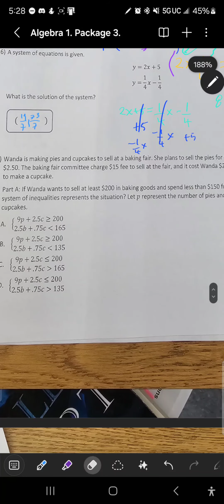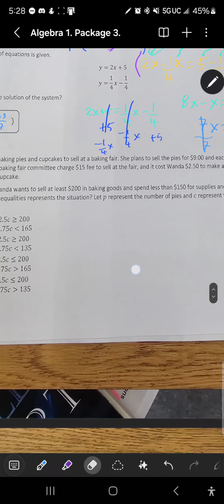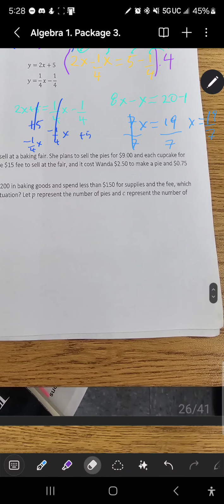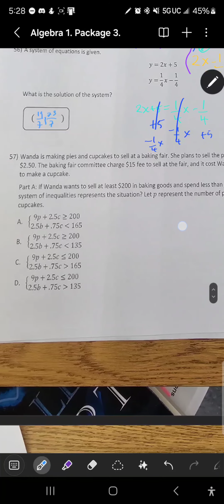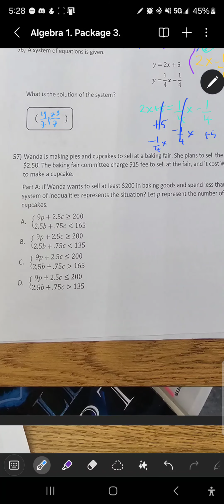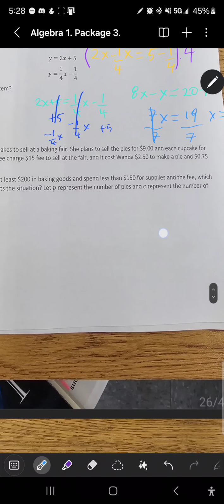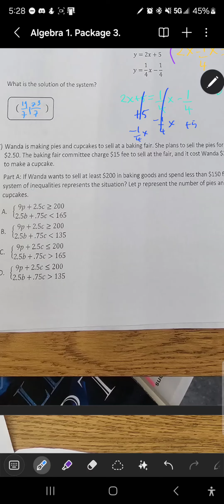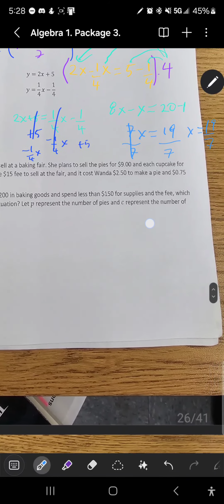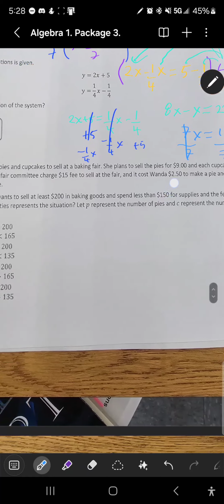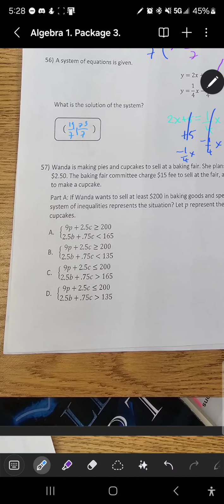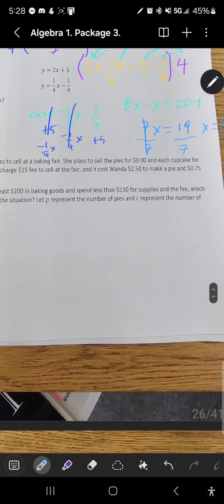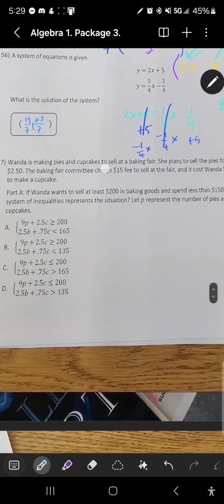Now 57. Wanda is making pies and cupcakes to sell at a baking fair. She plans to sell the pies for $9 and each cupcake for $2.50. The baking fair committee charges a $15 fee to sell at the fair, and it costs Wanda $2.50 to make a pie and $0.70 to make a cupcake. If Wanda wants to sell at least $200 in baking goods and spend less than $150 for supplies and the fee, which system of inequalities represents the situation? Let P represent the number of pies and C represent the number of cupcakes.